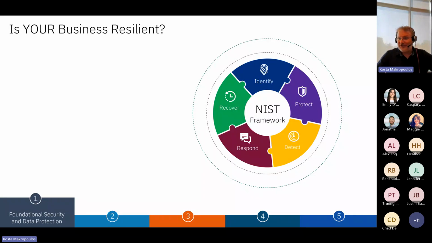I apologize. This is actually the older picture of the NIST framework. The NIST framework, if you're familiar with it, did get revised this year to the NIST 2.0 framework, which includes a sixth pillar entitled governance.